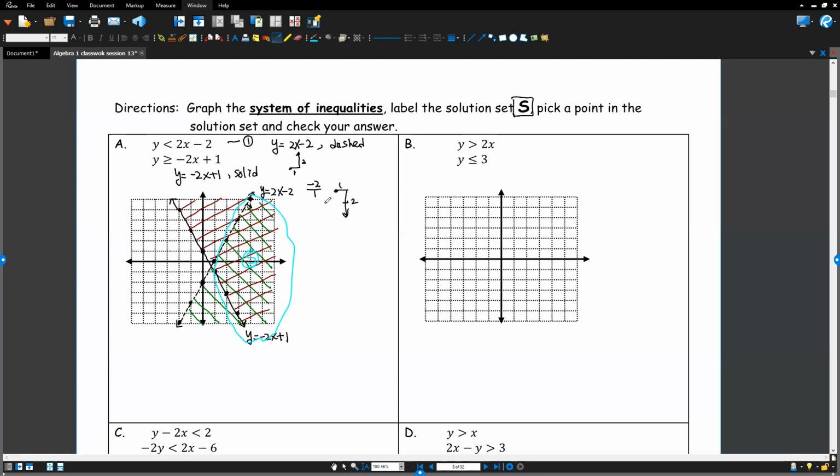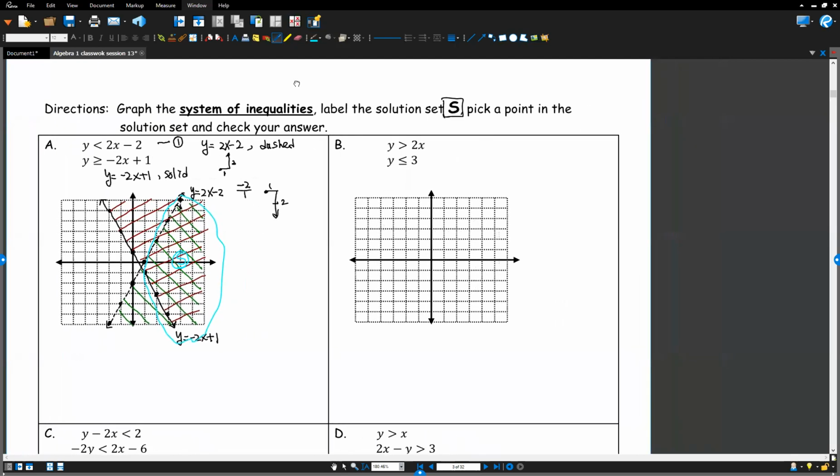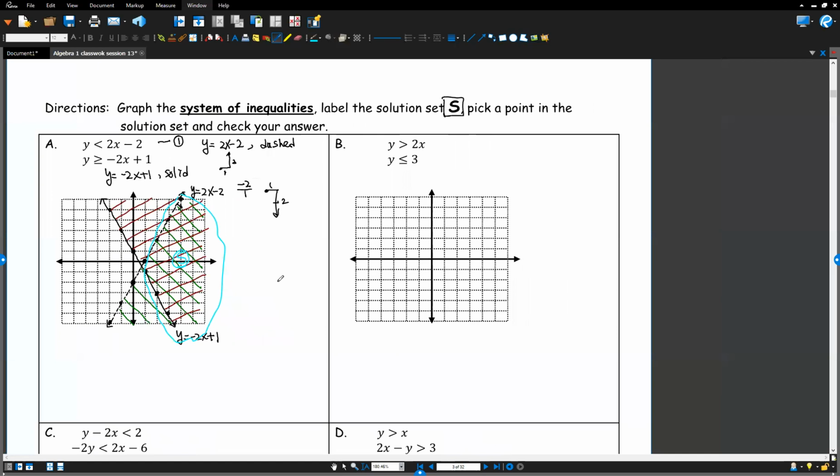Okay, we're going to try B up there. y is greater than 2x, make the line. The graph is y equals 2x and the line is dashed. This was y equals 3, but the line is solid.